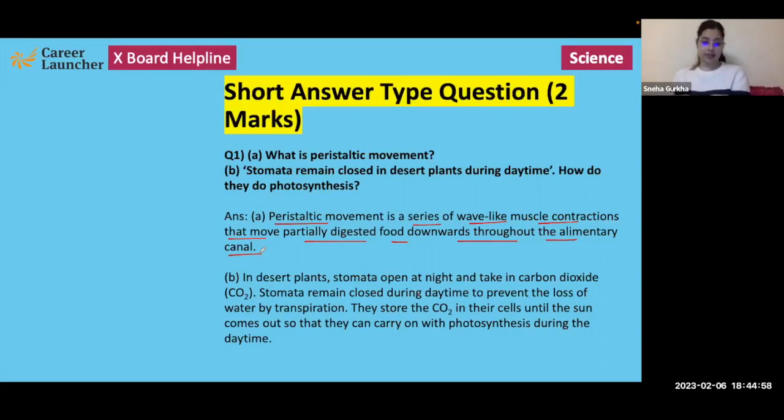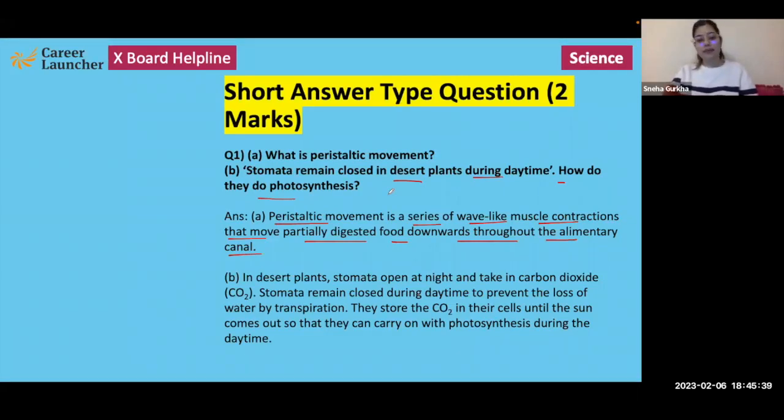The next question says, stomata remain closed in desert plants during daytime. How do they perform photosynthesis? First, we need to understand why stomata remain closed in desert plants during daytime. This is an adaptation that desert plants follow to avoid transpiration, because they are in an environment where water is scarce. If they were to lose water by transpiration, it would become very difficult for them. They could even die of dehydration.